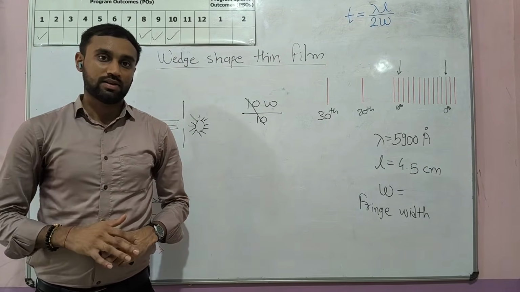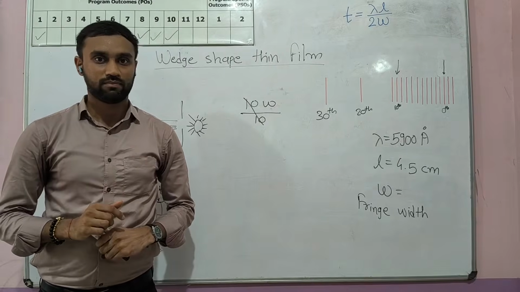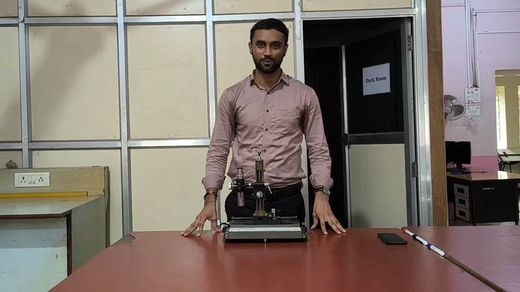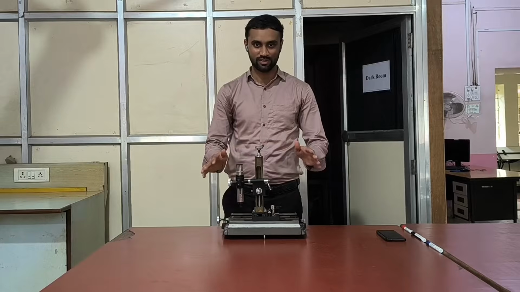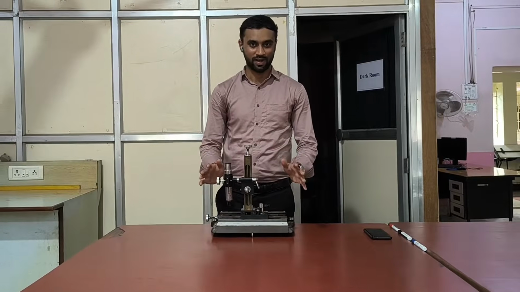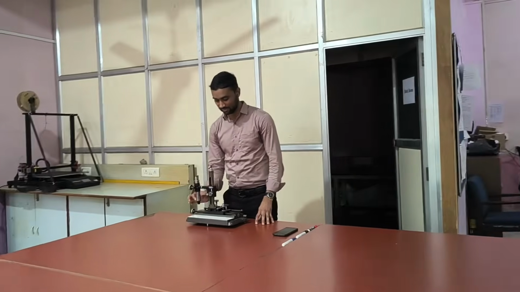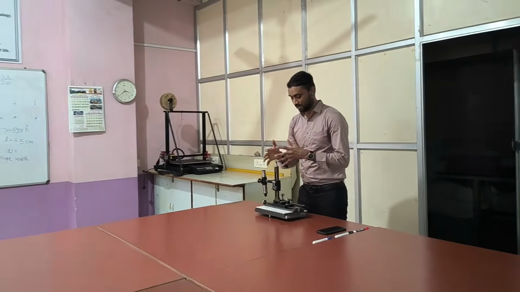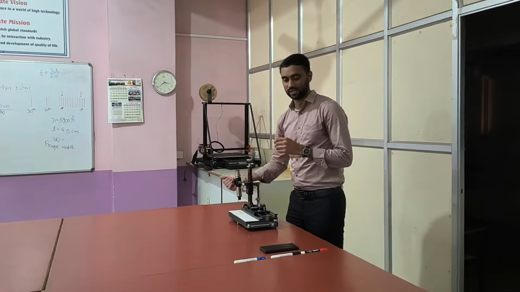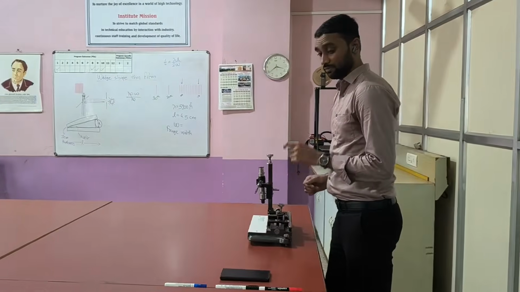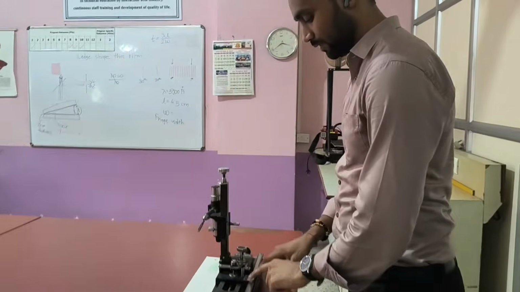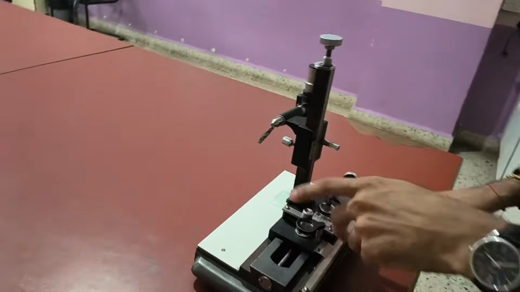Now the next task, how to take readings. So here we will understand how to use the travelling microscope. This is the travelling microscope. Why is it called a travelling microscope? First of all, it is a microscope. Here you can see this is a scope which can magnify objects which are kept here. Now, why the travelling? Because it can move along 3 axes.